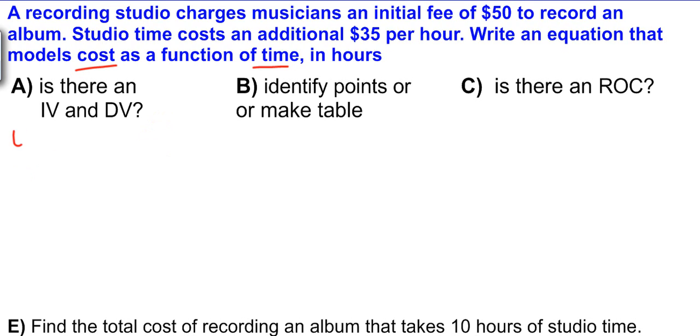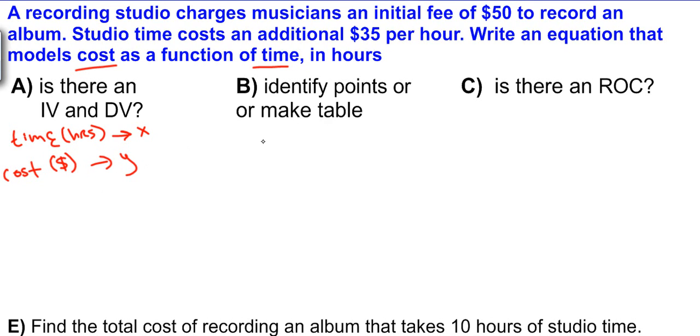Well, time in hours is my IV, so that's my X, that's independent. Cost in dollars is my DV, so that's my Y value. You need to do this on every problem. Whenever you have a word problem, you have to define what your variables are. You could have used T and C, but people need to know what they are. So make sure you define your variables.